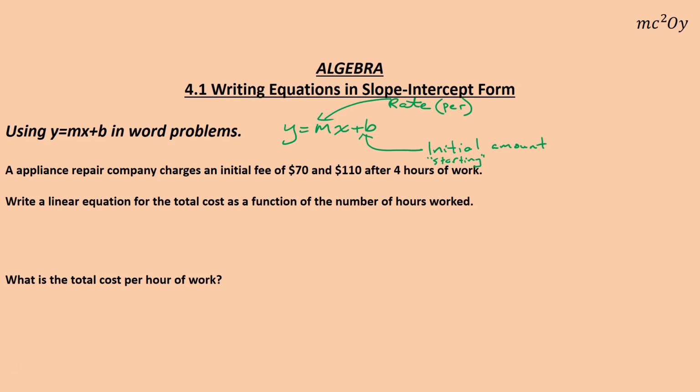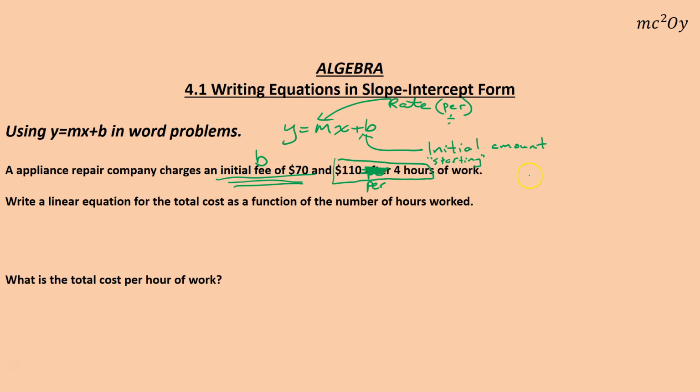Okay, so in this story problem, an appliance repair company charges an initial fee of $70. So automatically, if we understand this equation and these pieces, we know that our initial fee is B. That's our y-intercept. And then it says, and $110 after 4 hours of work. Well, another way of saying after is like saying per. So we could get rid of that word after and say, that's $110 per 4 hours. The word per in math means divided by.